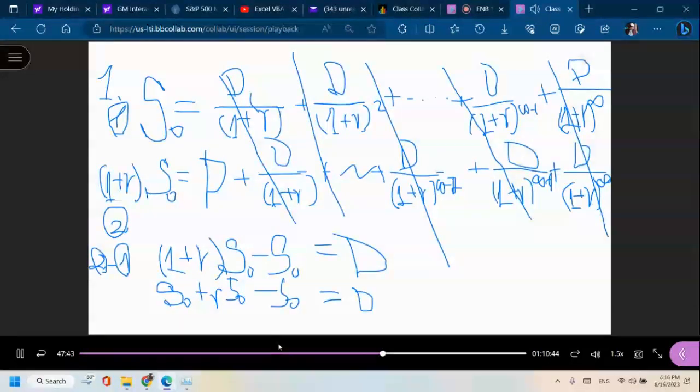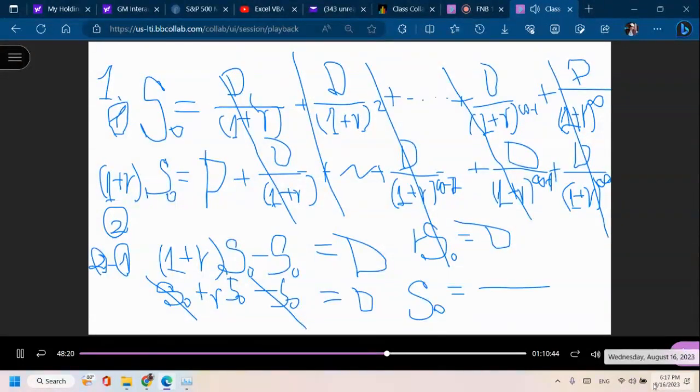And what's it going to be? These two will cancel out. So you're left with R S0 equals D. Then what are we solving for? We're solving for S0, right? And it's an x times y equals z structure, right? So solving for S0, it's dividend over R, right?